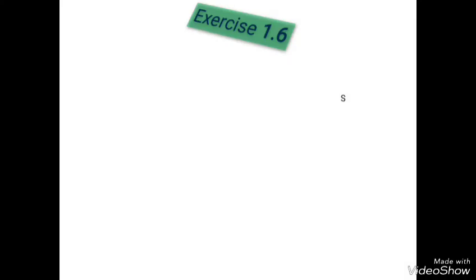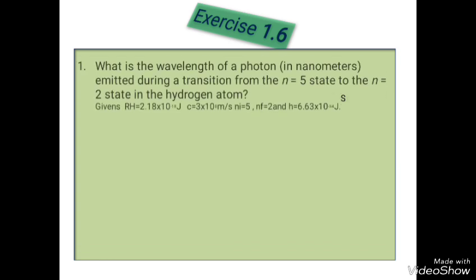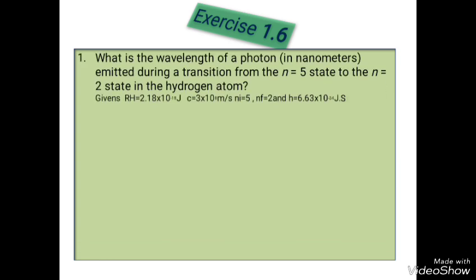Exercise 1.6. Question number 1. What is the wavelength of a photon in nanometers emitted during a transition from n equals 5 state to n equals 2 state in the hydrogen atom?